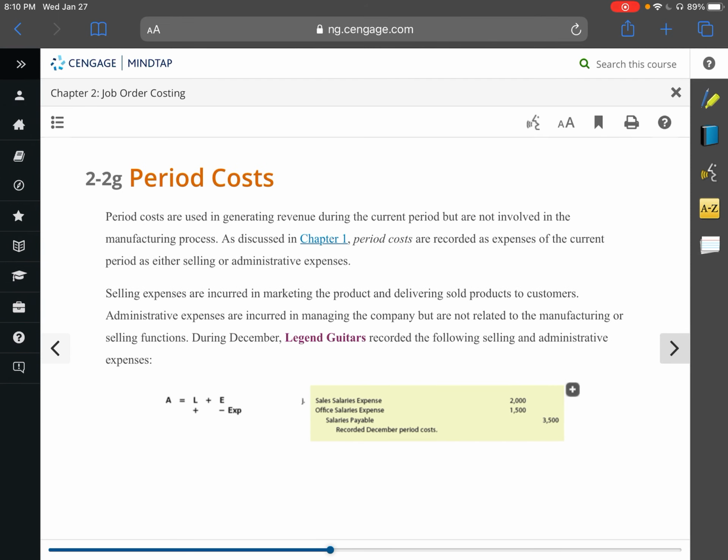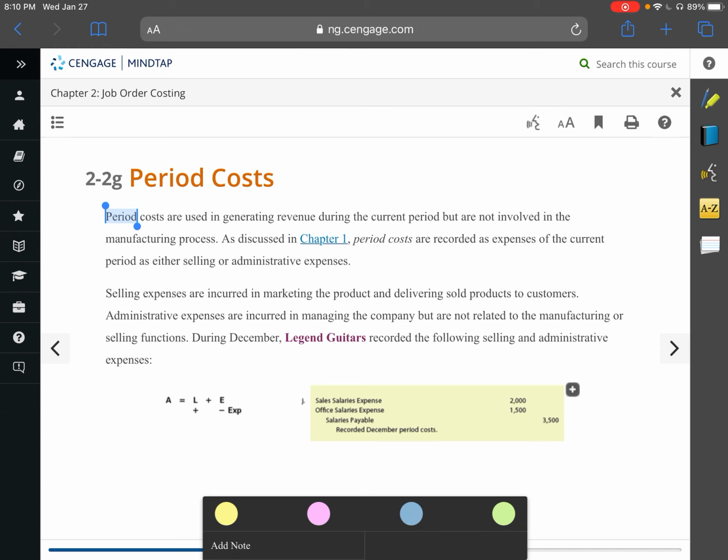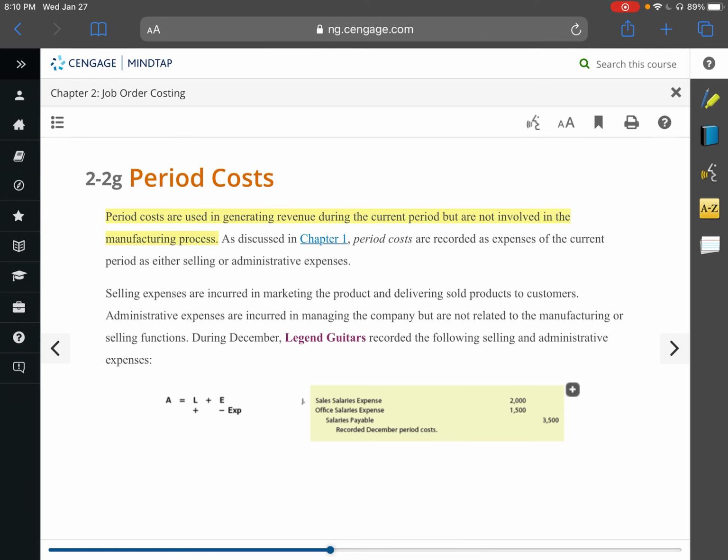Okay? Then we have to look at period cost. So you remember we have product cost and period cost. And period costs are the selling and administrative expenses that go along with our products. Period costs are used in generating revenue during the current period, but they're not involved in the manufacturing process. So like we said in class, we could possibly sell all of our goods without salesmen and without office staff, but a lot of times it helps the process move along faster.